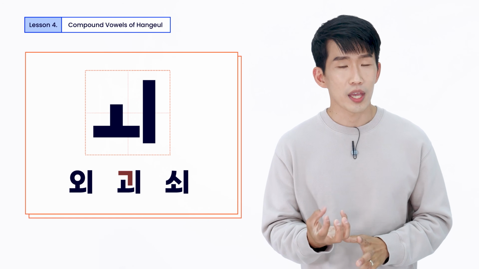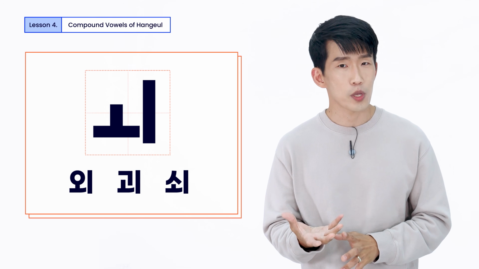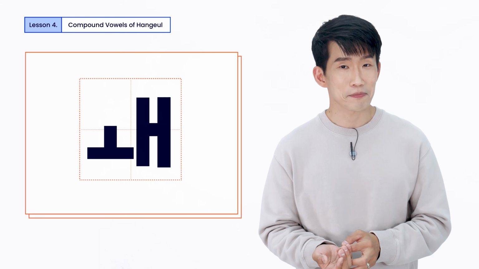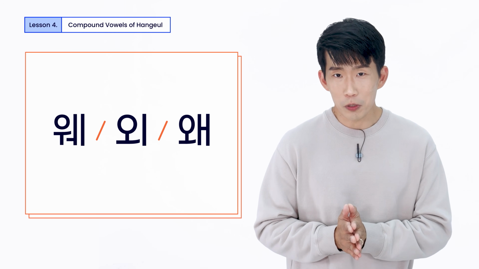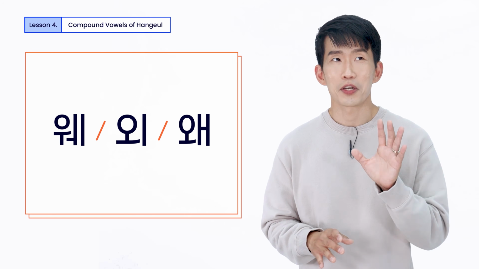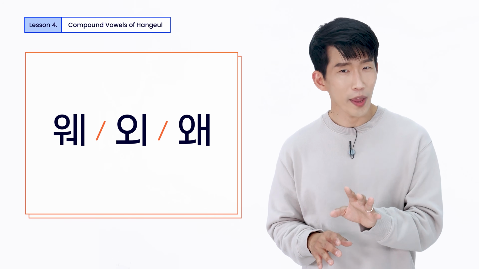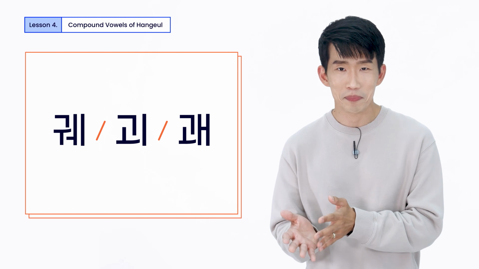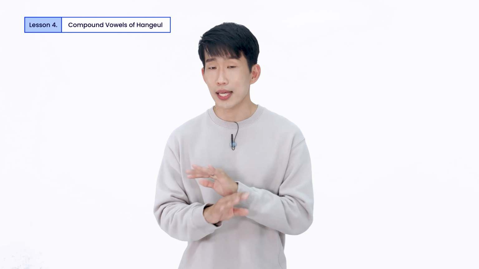왜, 괴, 쇠. And this one is o plus 에, so it's easy to guess. It's 왜. So these 3 compound vowels all share the same sound. 왜, 왜, 왜. 괴, 괴, 괴. Again, they are different letters, just with the same sound by coincidence. So meaning-wise, not the same at all.